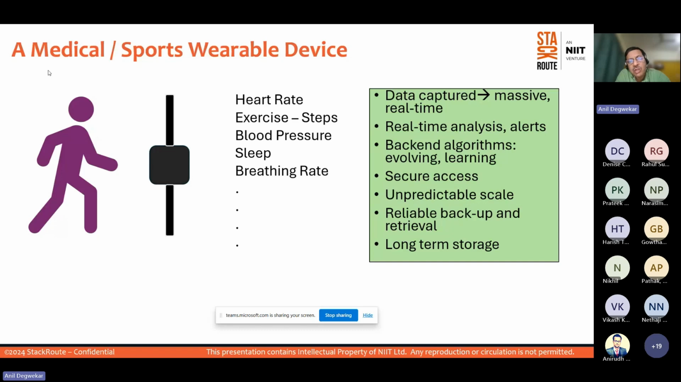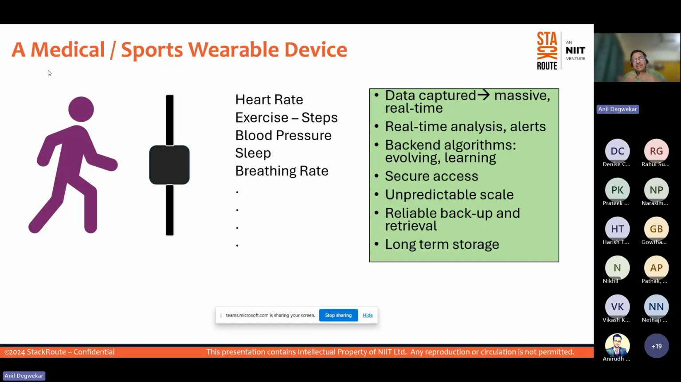You also want data analytics, secure access to your data, right? Reliable backup, long term storage, and so on. And the scale itself is unpredictable, right? So it all depends on how many new users log in and how many people use it, or suddenly there is a weekend where more people use it, the scale will increase or the load on your system will increase.